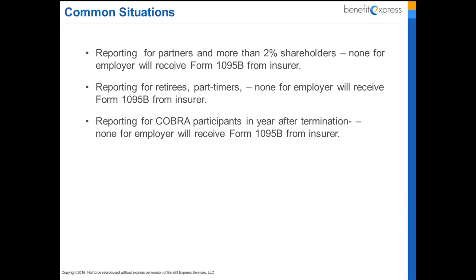Reporting for partners and more than 2% shareholders, there's no reporting, they get a 1095B. Reporting for retirees and part-timers, no, they get a 1095B from the insurer. And reporting for COBRA participants the year after termination, there's no reporting. If you're insured, they would get a 1095B from the insurer.